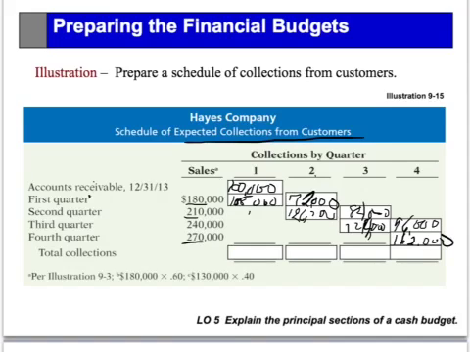So in the first quarter, I have $168,000 coming in. In the second quarter, $198,000 coming in, $228,000 in the third quarter, and $258,000 in the final quarter.